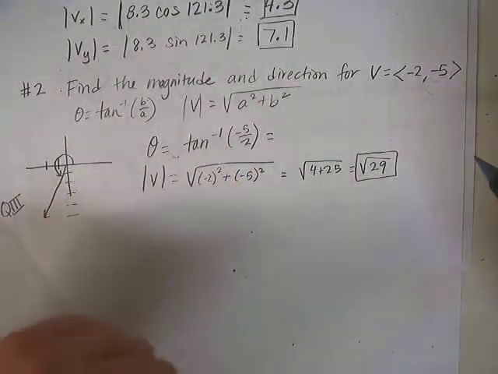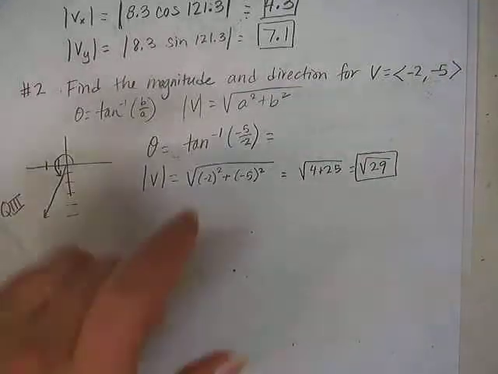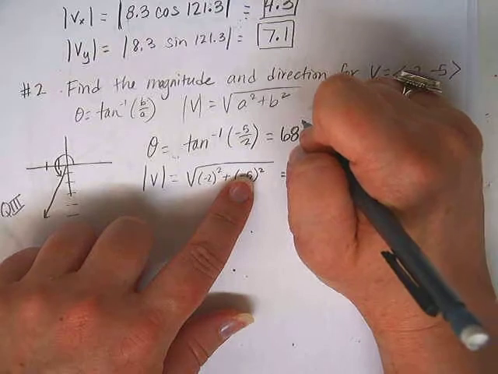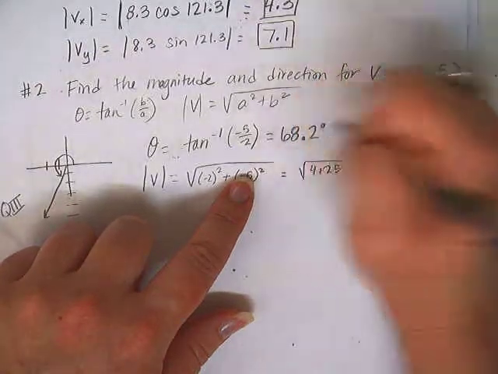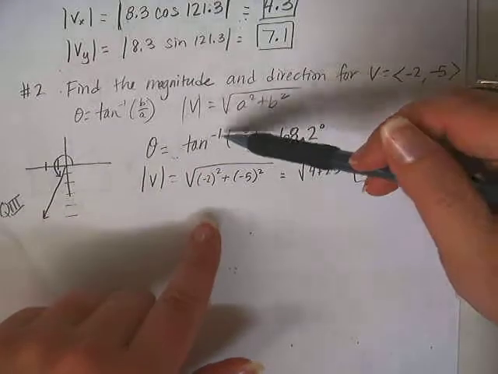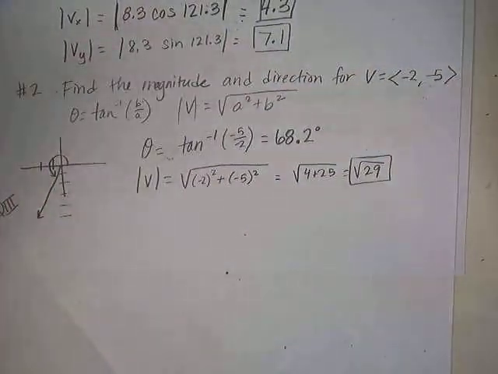Okay, now for the angle, put this in your calculator, inverse tangent. Do you need to actually type in the negatives? What's going to happen to them? They're going to go away. So it'll just be the inverse tangent of 5/2, right? And then your calculator would give you 68.2 degrees. Does that sound right? Is that the correct answer?